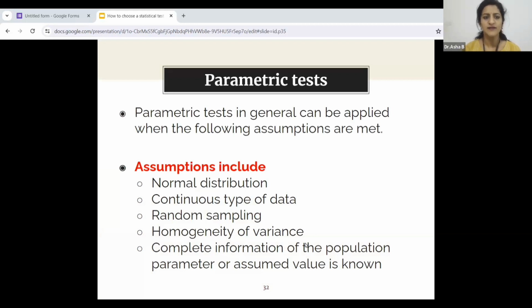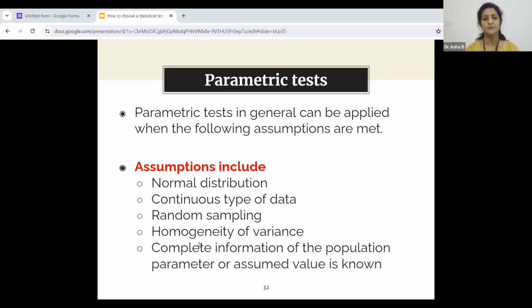Parametric tests, in general, can be applied when the following assumptions are met. The first and most important point is the data has to be normally distributed and continuous in nature. The second one is the sample we draw should follow a random or probability sampling method. If the data is not taken by random sampling, then we have to go for a non-parametric test. Parametric tests also assume homogeneity of variance, meaning the groups which need to be compared should have roughly equal central tendencies and roughly equal dispersion. We will discuss this homogeneity of variance in the next slides again.